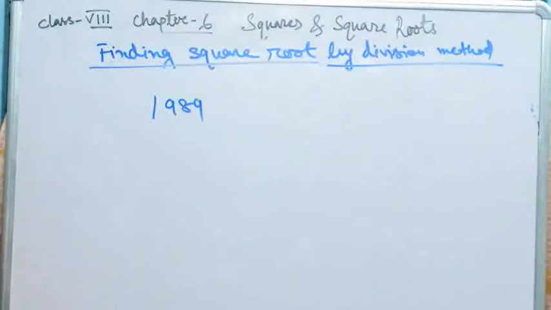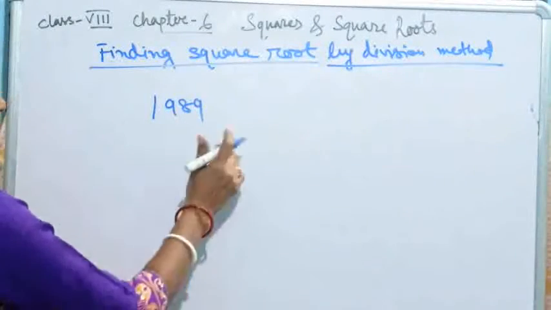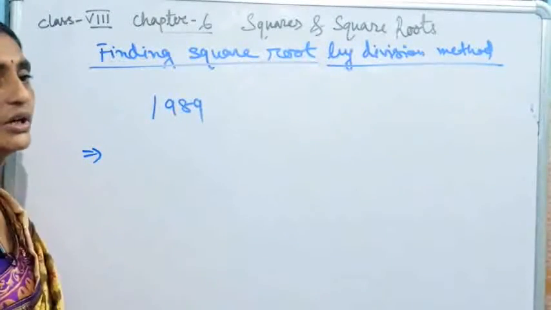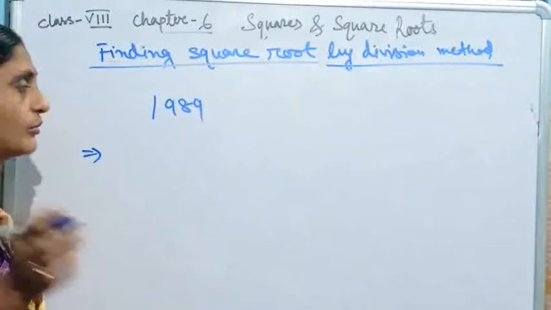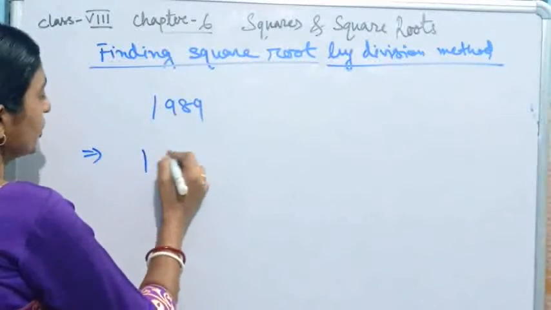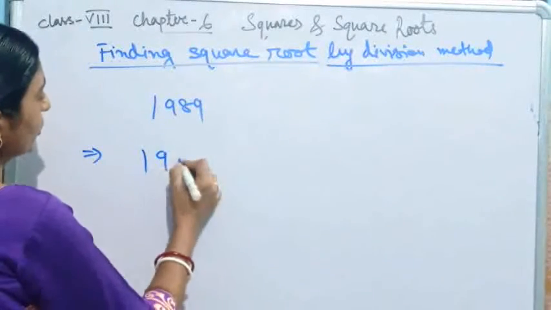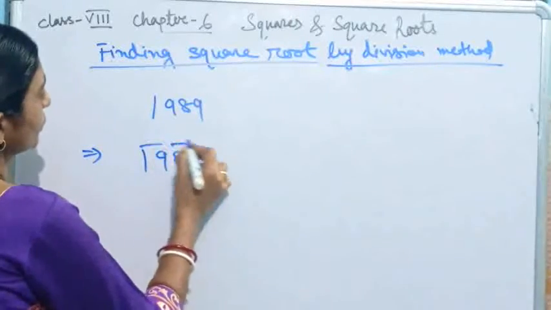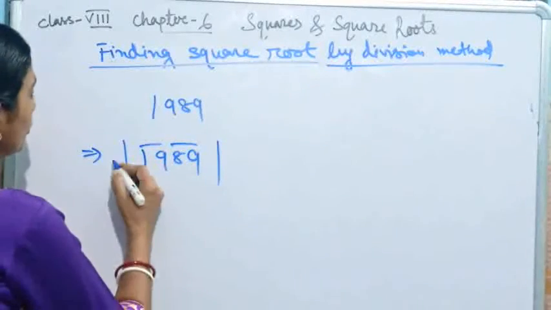Here I have taken one number, 1989, and it's not a perfect square. So what is to be subtracted from it to make it a perfect square? First of all, I'm going to find the nearest square number of this one. Let's go for grouping, the division method.